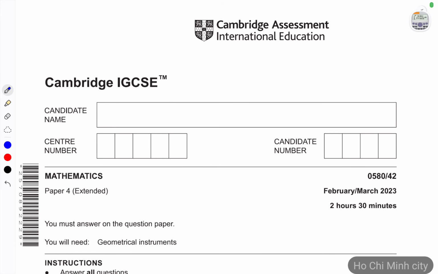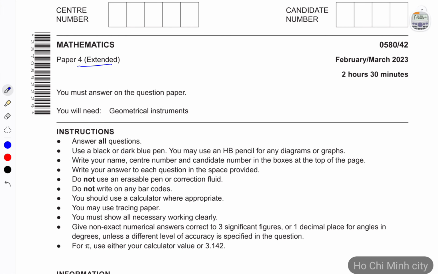In this video, we will be solving the Cambridge IGCSE Mathematics Paper 4 Extended February-March 2023 exam. And remember, in this paper, we are allowed to use a calculator.